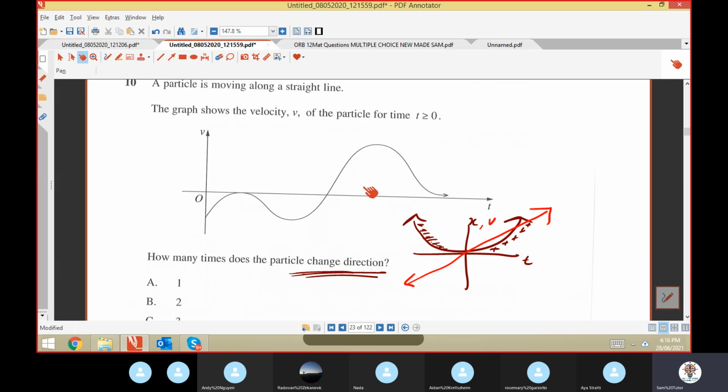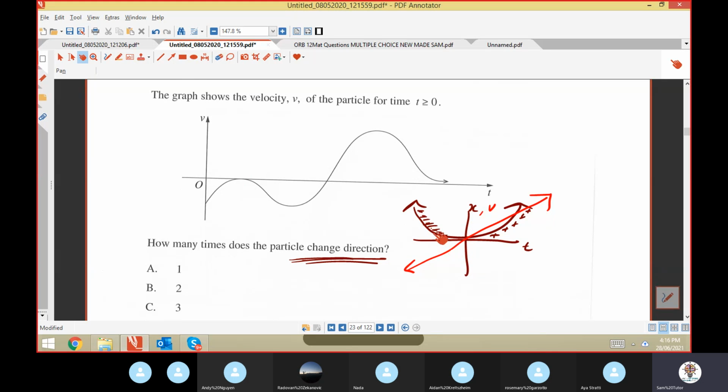How many times does the velocity equal 0? How many times? You gotta be careful. Say that again. Is it 3 times? Yeah, why'd you say 3 and not 2? There's 3 stationary points. Ah, right. No.